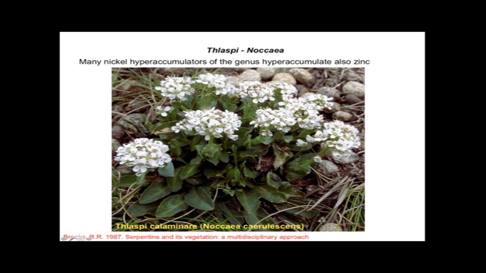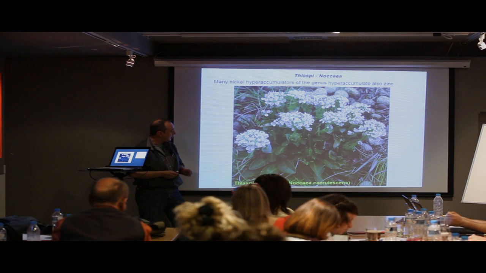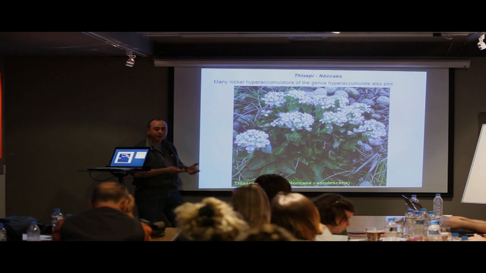And it has been found also that plant species that hyperaccumulate nickel can also have the ability to hyperaccumulate zinc. This is a characteristic example of such a plant of Central Europe. It's Thlaspi calaminare. Now the name is Noccaea caerulescens, which had been named calaminare because of the habitat in which it is found. This species is found on calamine ores, zinc ores.